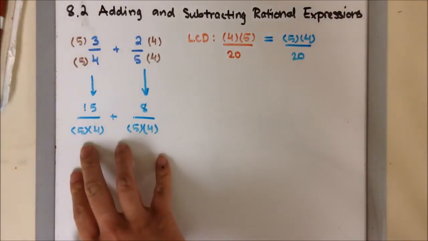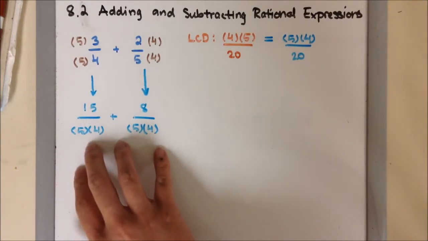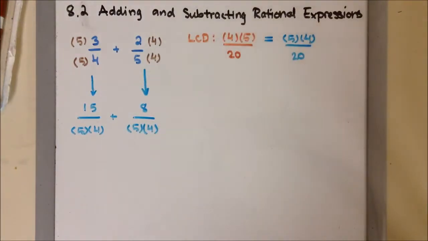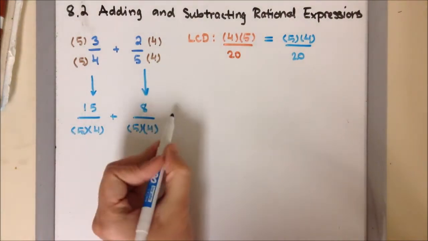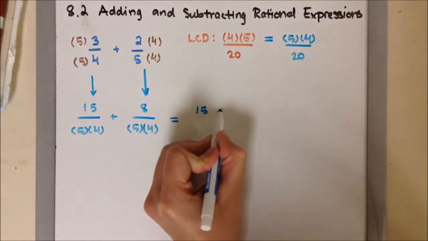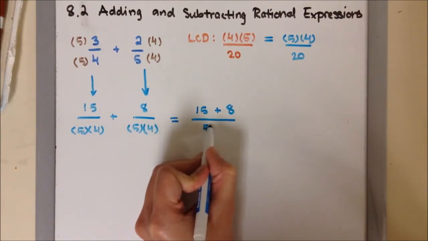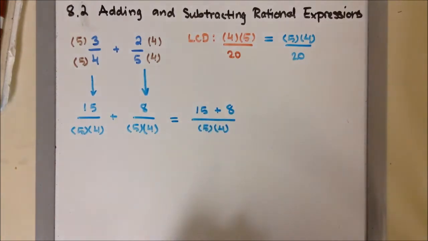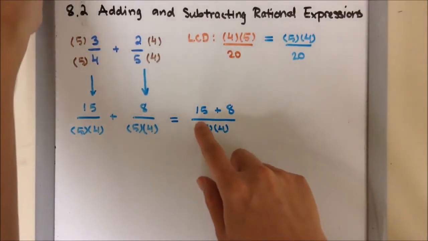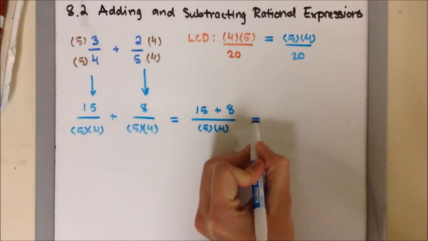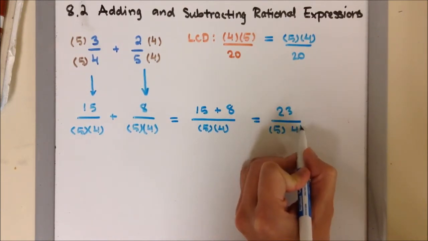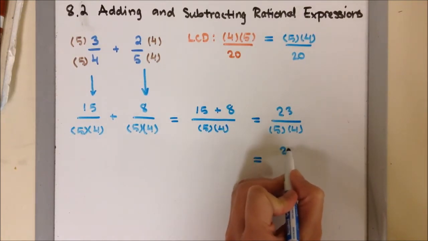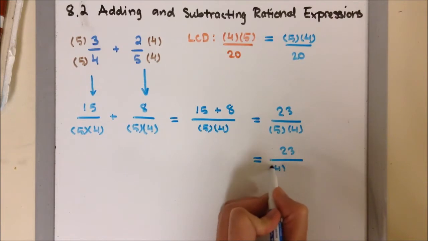Now, again, this format will be identical when we're adding and subtracting rational expressions. Once we have a common denominator, both fractions have a 5 and a 4 that are multiplying, so we can combine the top. It'd be 15 plus 8 over 5 times 4. Here, you can clearly see that we're just going to add 15 and 8 at the top, which will be 23 over 5 times 4. Or you could rewrite it as 23 over 4 times 5.